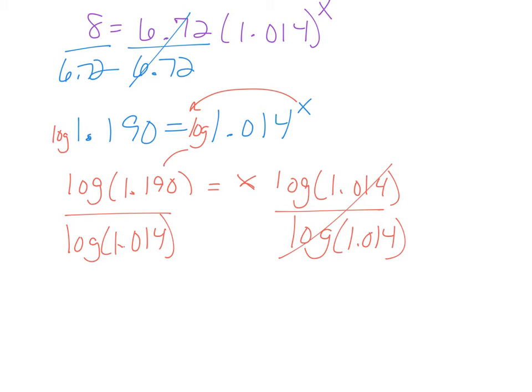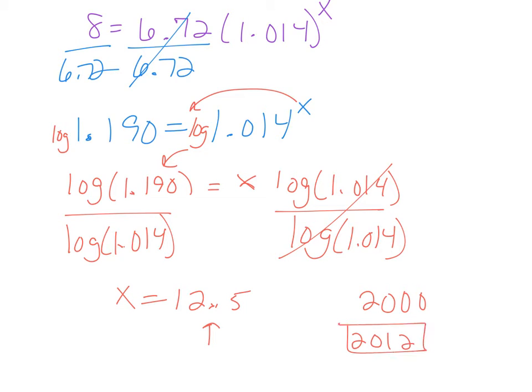If you kept the whole entire thing inside of your parentheses, you'll get x to equal 12.5. This study started in the year 2000. This is happening in the year of 2012. That is your answer. It doesn't happen at 13. It happens during the year of 2012. So you could say in 2012, I reach 8 billion people.